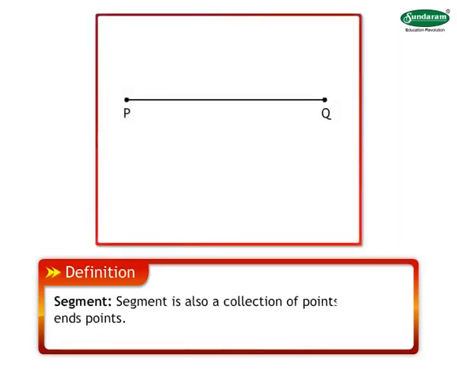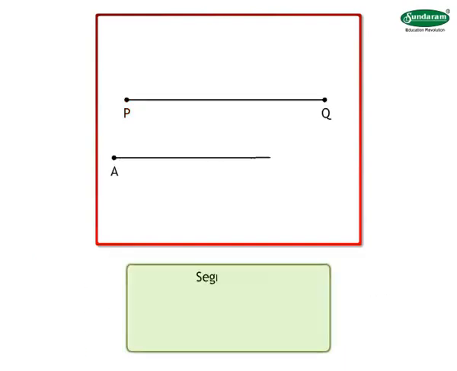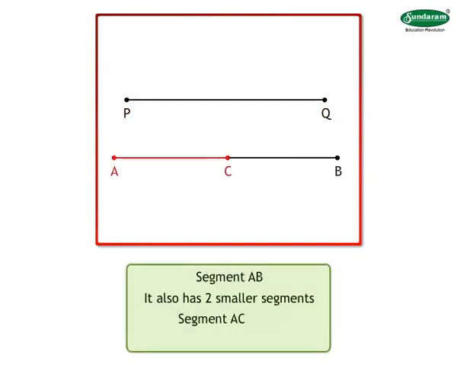Segment. Segment is also a collection of points. It has two endpoints. Segment is denoted by two letters. It can be called segment PQ or segment QP. This is segment AB. It also has two smaller segments, segment AC or CA and segment BC or CB.